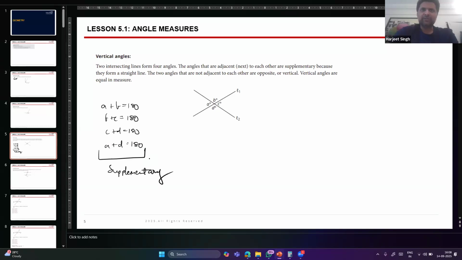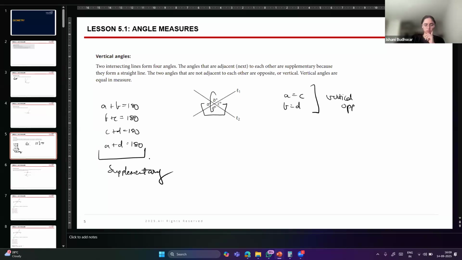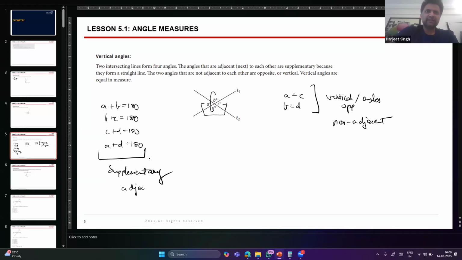The angles which are formed opposite to each other are equal. Like A and C are equal, and B and D are equal. So these are the vertical angles or opposite, non-adjacent. And all these supplementary angles are basically adjacent angles, creating a straight line.